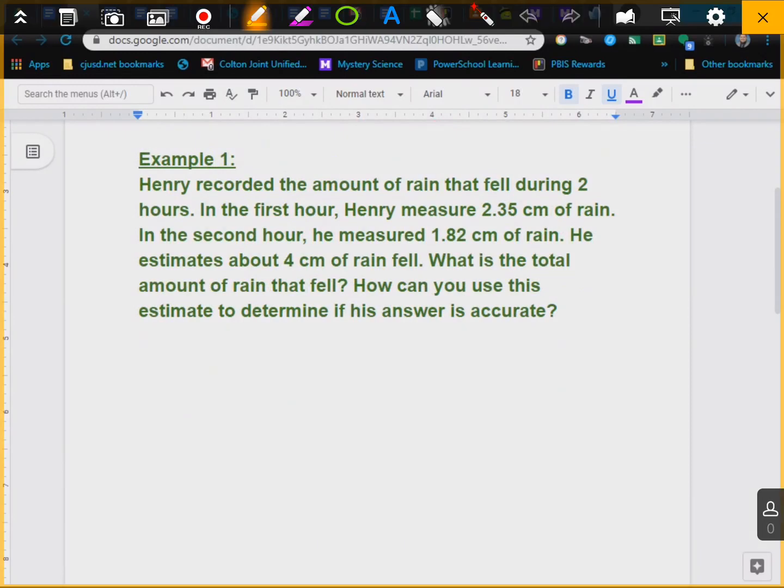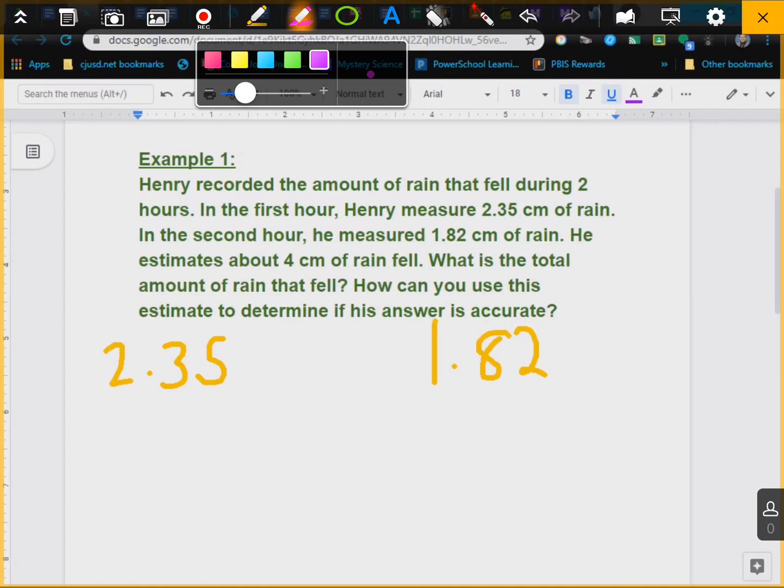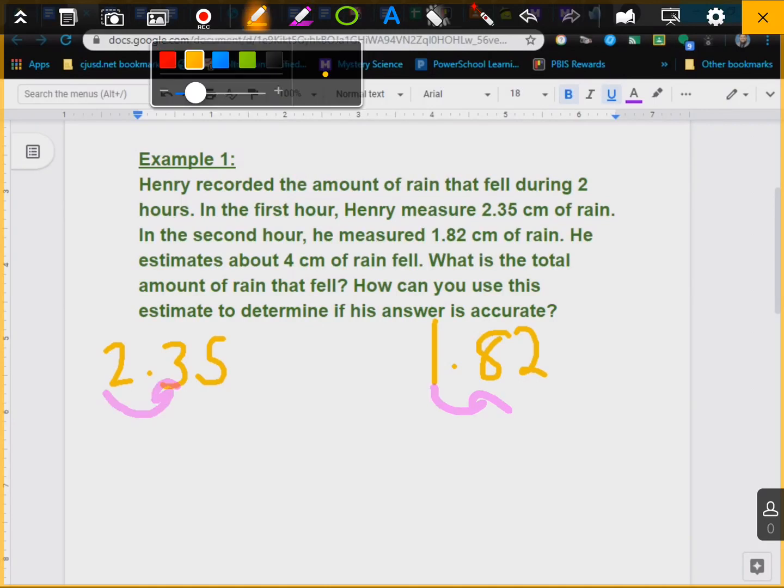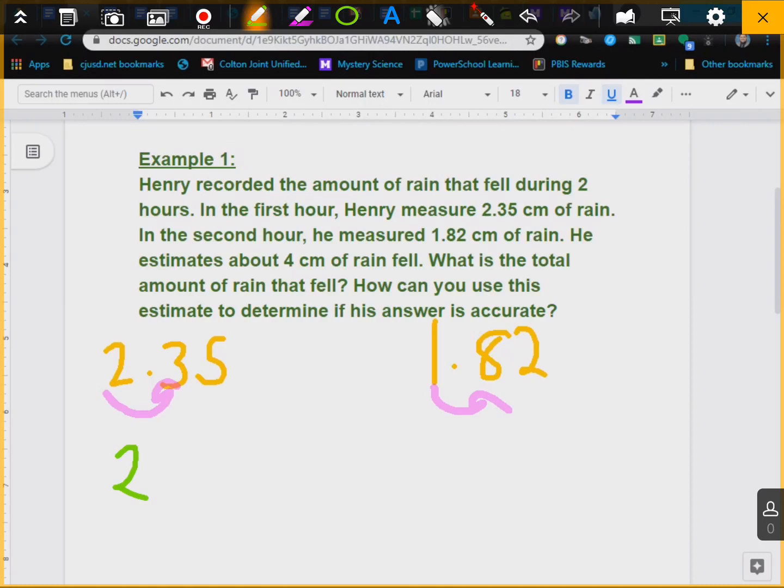So we want to highlight the key numbers, 2.35 and 1.82. And they're asking you to estimate and to find the total. So we can estimate the whole numbers by looking at the number to the right. The 3 tells the 2 to stay the same, to stay as a 2. And the 8 tells the 1 to go up to 2. 2 plus 2 is 4, and that's what Henry estimated. So let's actually see what's the actual answer.